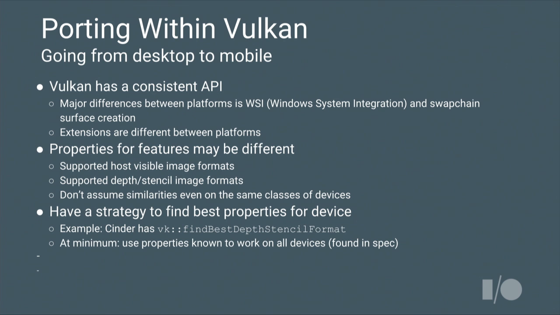The other thing when you're porting is to have a strategy to find the best properties for that particular device. An example of this in Cinder is that we have a function called vkFindBestDepthStencilFormat. The reasoning for that is that on some of the devices, the best one was 32-bit float, while on others only 16 and 24-bit integers were supported. Or at minimum, you can use properties that are known to work across all devices.